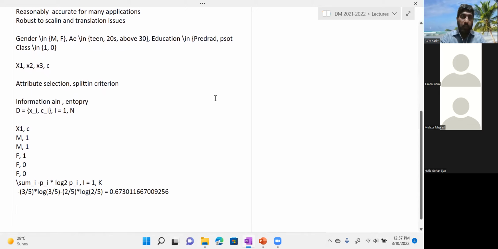So now the idea here is that this is the entropy of the data set. We want to select that attribute that will reduce the entropy the maximum. So that reduction is actually quantified by information gain. So in this case, we are going to consider it with respect to this attribute X1, which is gender. So let's see.